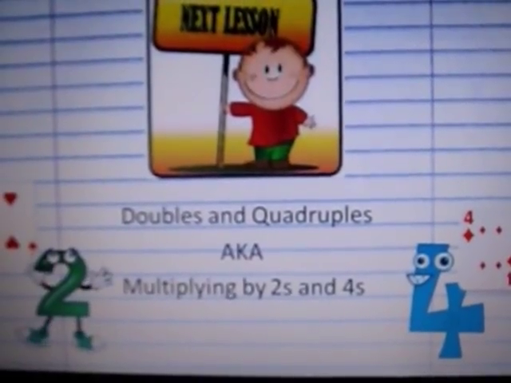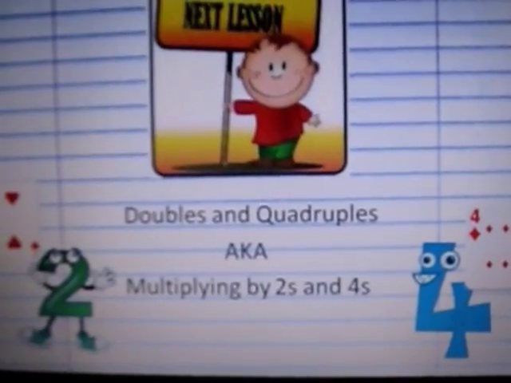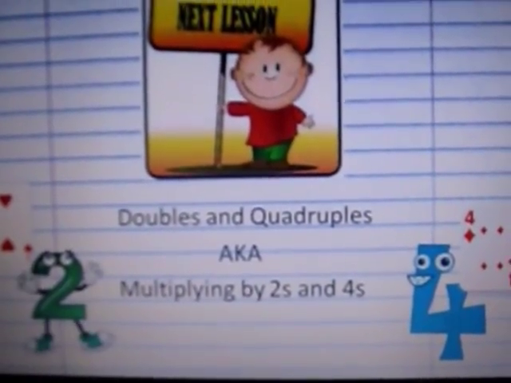In the next lesson, we'll work on doubles and quadruples, also known as multiplying by 2s and 4s.